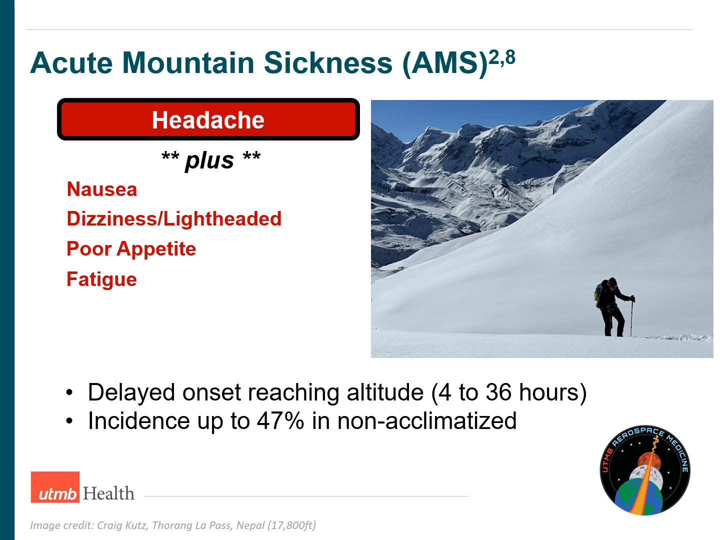AMS is often a delayed presentation, approximately 4 to 36 hours after reaching altitudes above 8,000 feet. The incidence of mountain sickness varies depending on the source you reference, however, has been reported in nearly 50% of individuals unacclimatized in the Himalayan mountains. Incidence increases in patients flying from low to high altitudes because the relative change in altitude is fast.